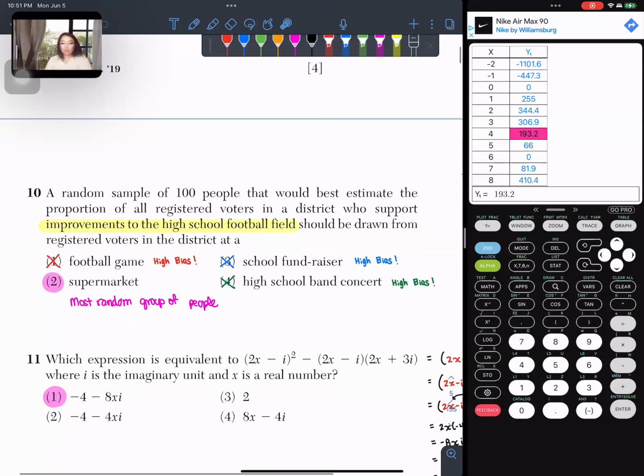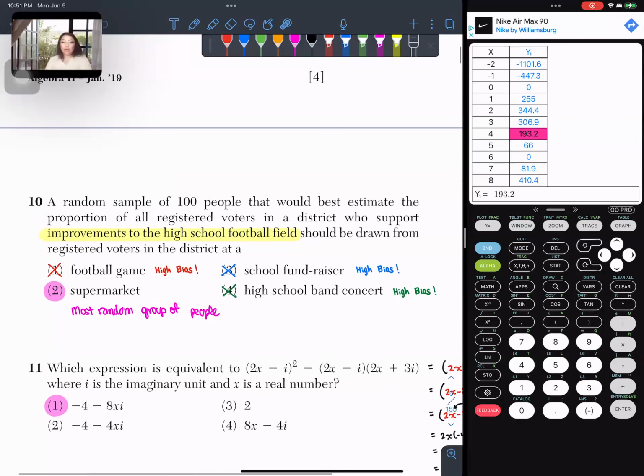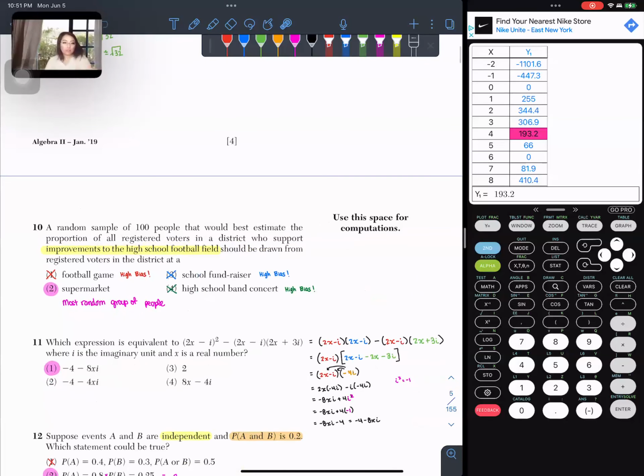And the other three just have a high bias, because number one, you're asking about supporting improvements to a high school football game. So of course, if you go to a football game, there's high bias there. If you go to a school fundraiser, obviously they're raising money for a fundraiser, so there's going to be bias there. And a high school band concert, well, let's say the band really wants the football game to improve because they're performing in it. That's going to produce high bias, you know? So if you want authentic ideas, number two would be the most, well, I don't know if it's authentic, but more random.